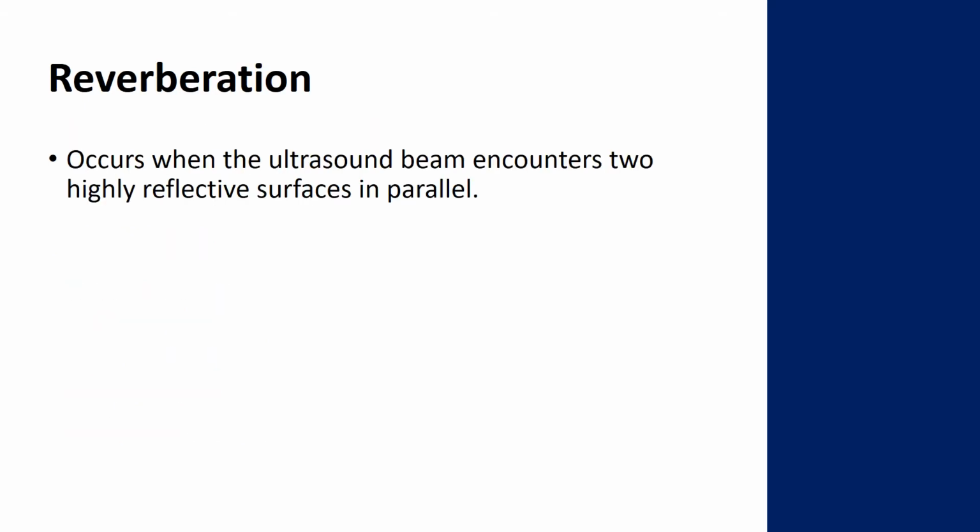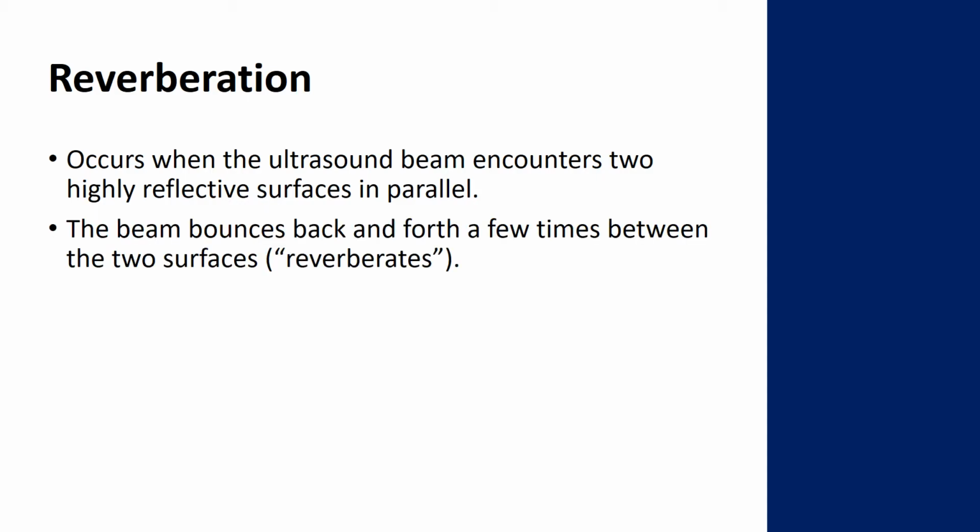So let's start with reverberation. Reverberation occurs when the ultrasound beam encounters two highly reflective surfaces that are lying side by side in parallel. The beam sort of bounces back and forth a few times between those two surfaces, and that's basically what the word reverberate means, just bouncing back and forth. The most common example of this is something you're probably already familiar with if you're watching this presentation, and that's A-lines.